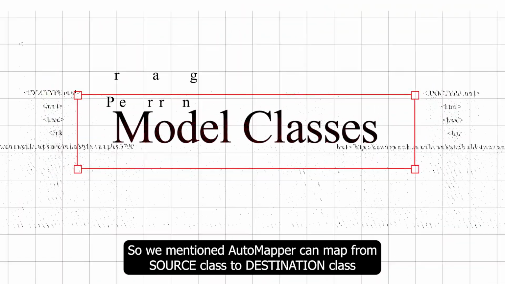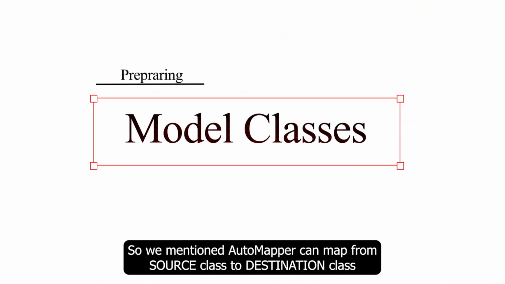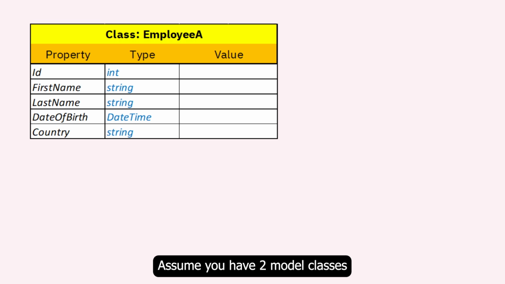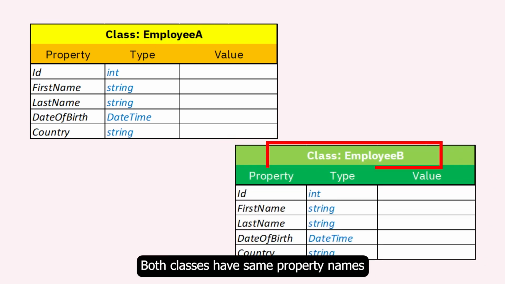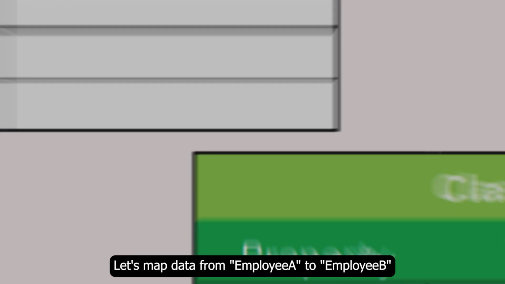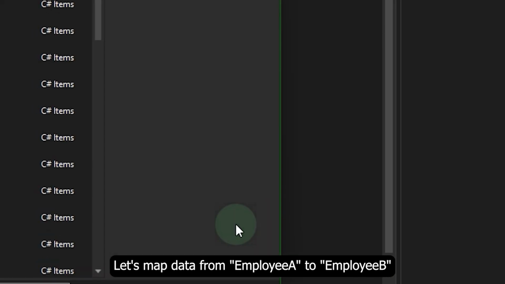So we mentioned AutoMapper can map from source class to destination class. Let's take an example. Assume we have two model classes, Employee A and Employee B. Both classes have the same property names. Let's map data from Employee A to Employee B.